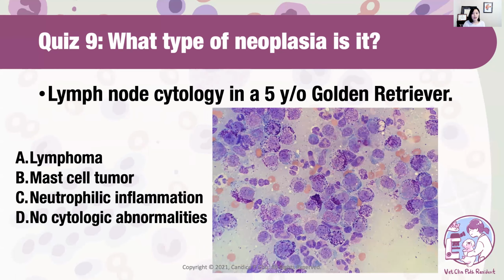All right. So this is a lymph node cytology in a 5-year-old golden retriever. What type of neoplasia is this one? So this is taken from the lymph node. And you notice that the answers are a little bit different. I have A, lymphoma, B, mast cell tumor, C, neutrophilic inflammation, and D, no cytologic abnormalities. There is only one correct answer, so pick the right answer from these options.